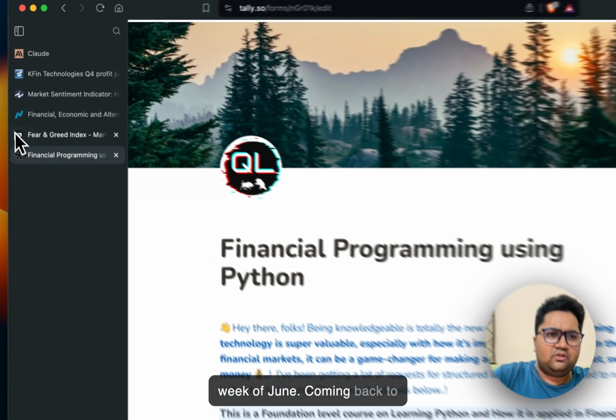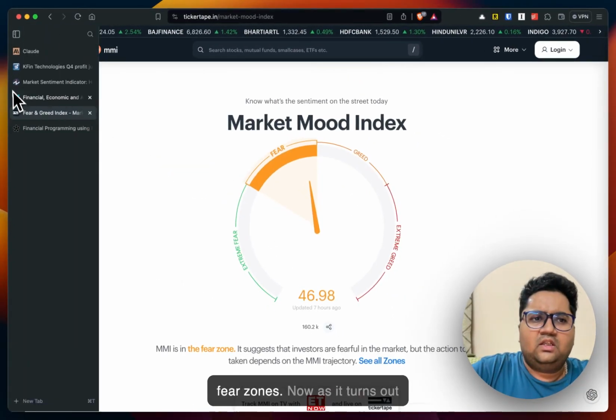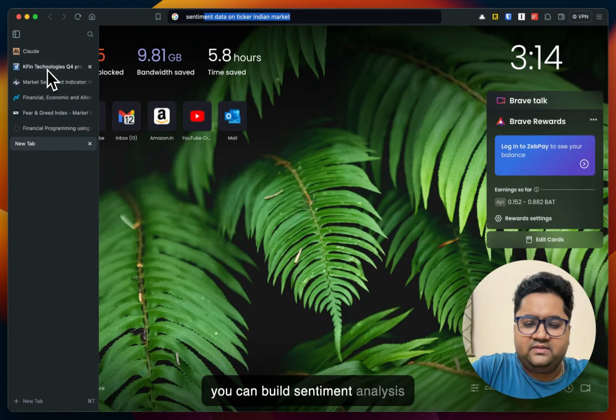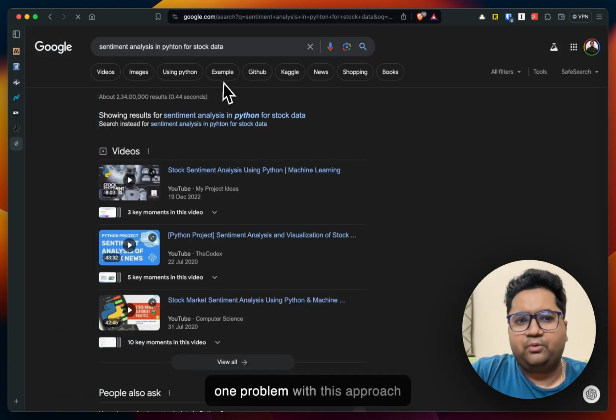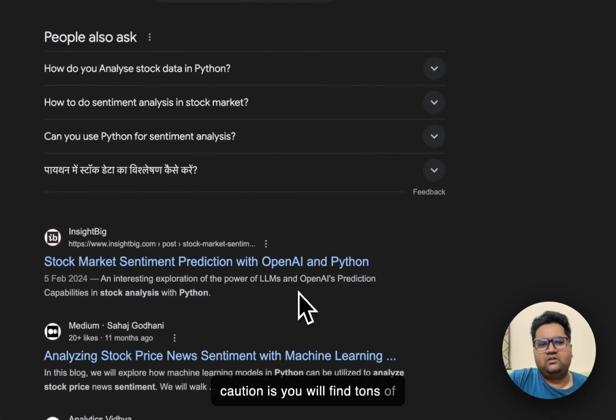All right, coming back to the topic. We were talking about market mood index and fear zones. Now, as it turns out, you can build sentiment analysis in Python for stock data. One problem with this approach, and I want to leave you with this caution, is you will find tons of different articles.